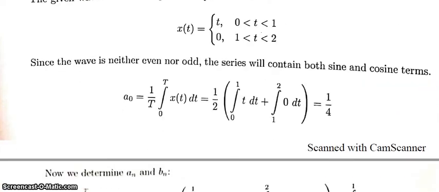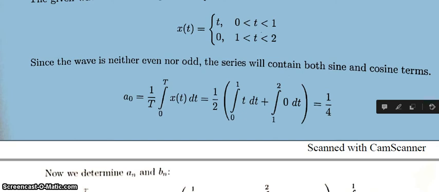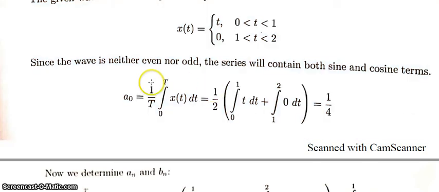Now the given waveform is neither even nor odd, therefore we have to evaluate all three coefficients. We know the equation for the coefficient a0 is 1 by T integral 0 to T x of t dt, and it is 1 by 2, and since the waveform is defined for two different time periods, 0 to 1 and 1 to 2, it is taken like that. 0 to 1 it is t dt plus 1 to 2 it is 0, and the integral of t is t square by 2, substituting the upper and lower limits, we get this answer.